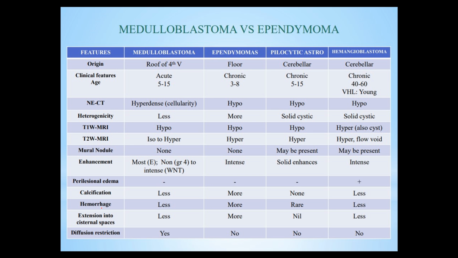And calcification, hemorrhage, and extension into cisternal spaces are common in ependymoma. So calcification, cystic degeneration, hemorrhage, and extension into cisternal or foraminal spaces are common in ependymomas. And you can see diffusion restriction, which is seen in medulloblastoma due to dense cellularity. So remember, diffusion restriction is usually seen in medulloblastoma, but not usually seen in ependymoma, pilocytic astrocytoma, or hemangioblastoma.